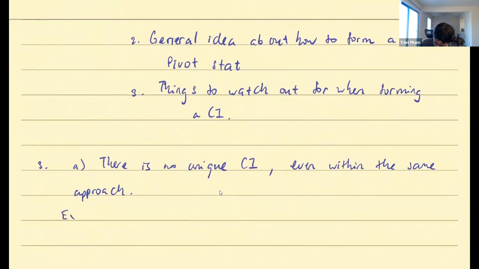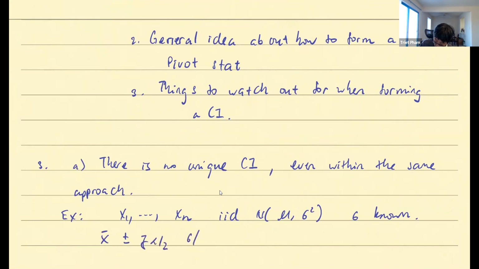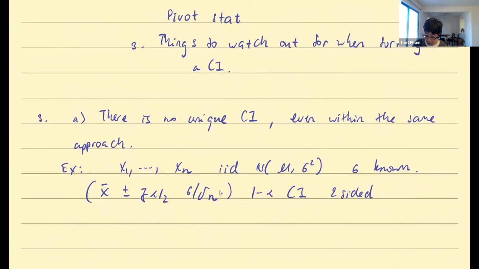For example, let's say you have X1 up to Xn IID normal mu, sigma square. Again, let's suppose sigma is known. We have discussed, I hope convincingly, that this is a 1 minus alpha confidence interval. But this also has a name: it's called two-sided, symmetric. You may have heard of, or definitely have seen, the one-sided confidence interval.